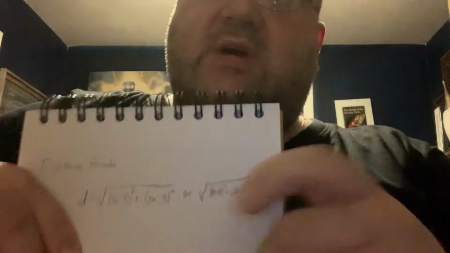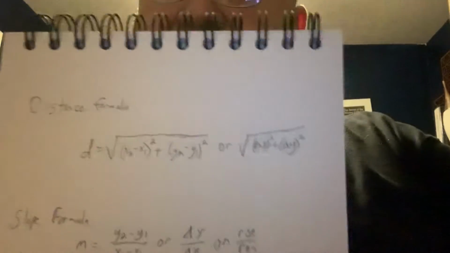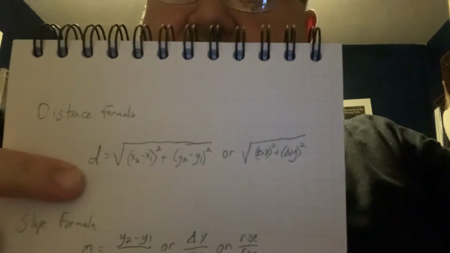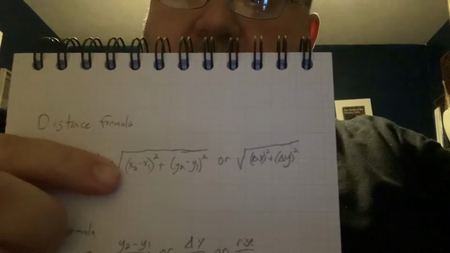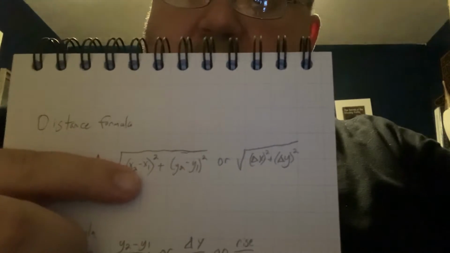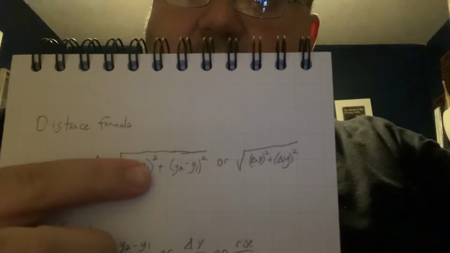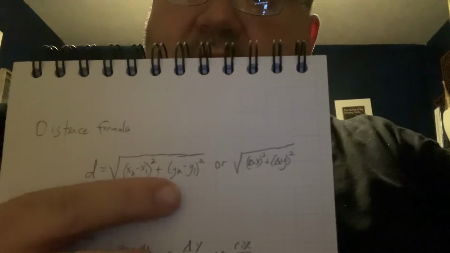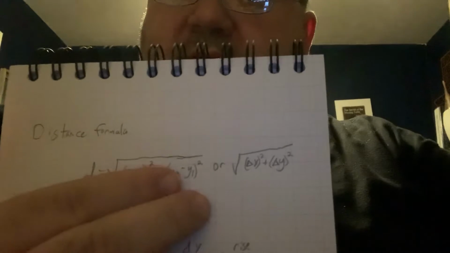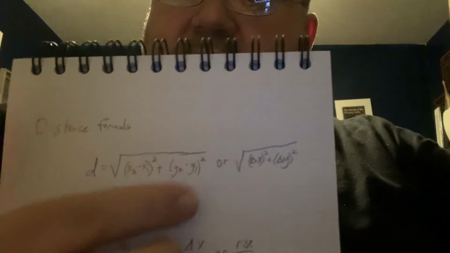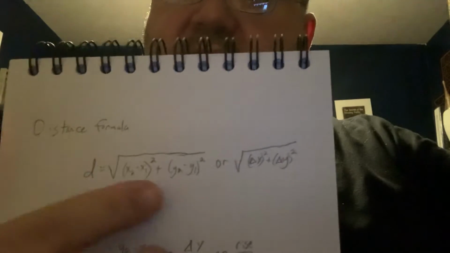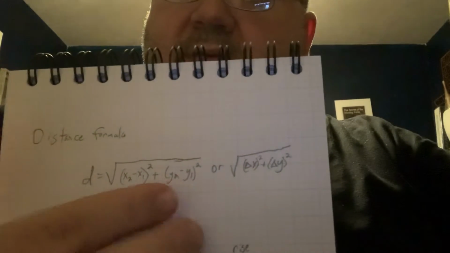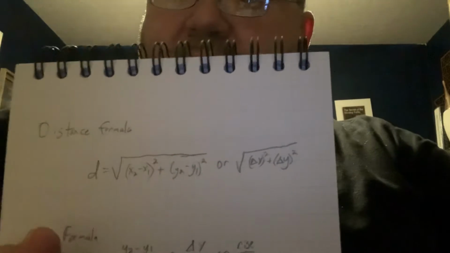Okay, so when we're talking about the formulas, the distance formula is d equals the square root of (x2 minus x1) squared plus (y2 minus y1) squared. The parentheses matter, it's got to be squared. So you would subtract your x's first, subtract your y's, then you would square and you'd square, then you'd add them together, and then you'd take the square root.